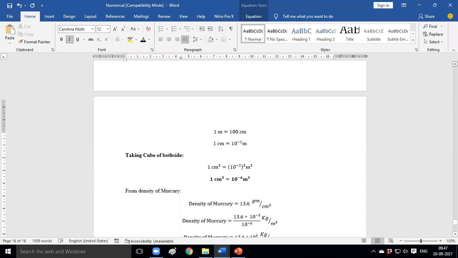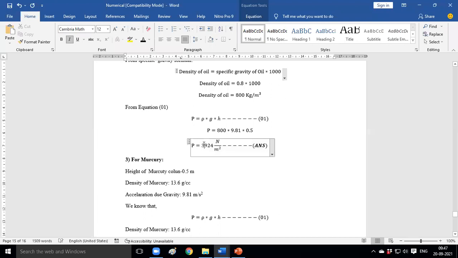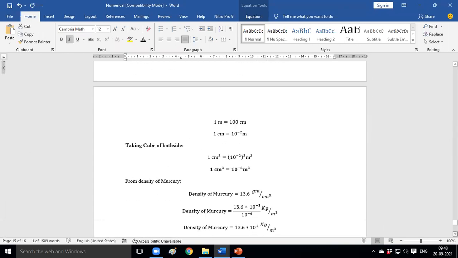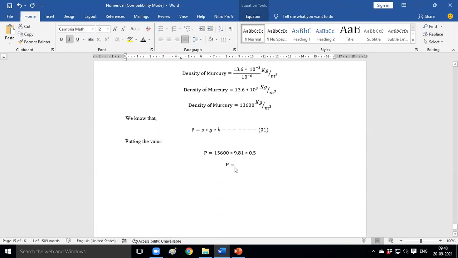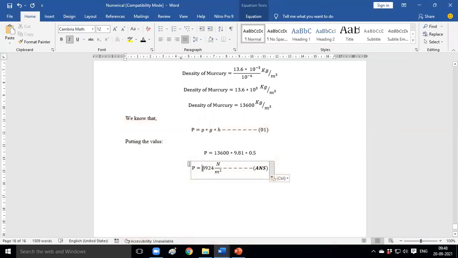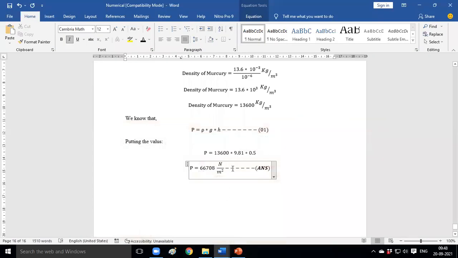66708. How many students are getting the same value? Just repeat again, that value is 66708 Newton per meter square.